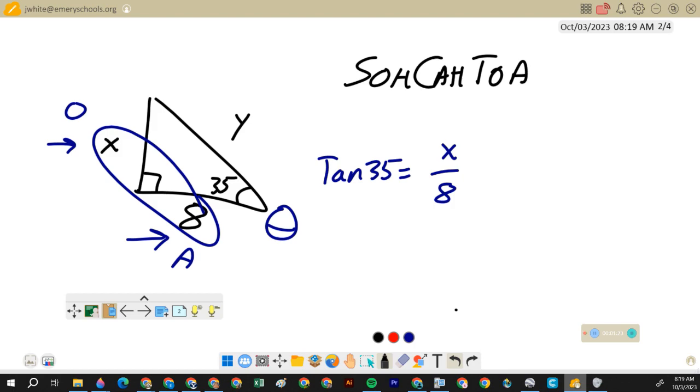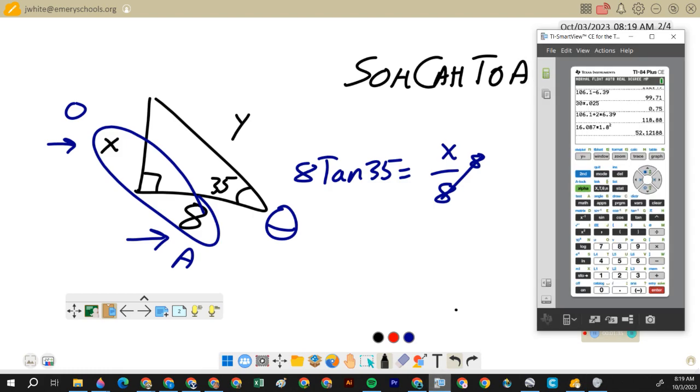What type of problem is that? It's a multiply problem. So we multiply. And we just type into our calculators 8 tangent of 35. So that side is 5.6.